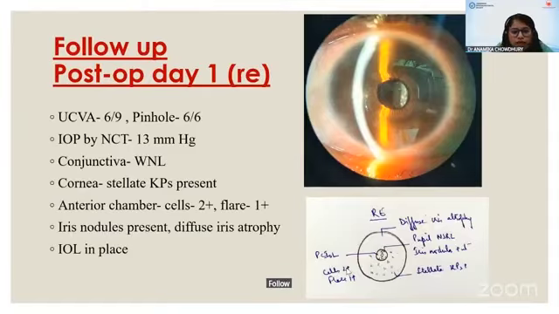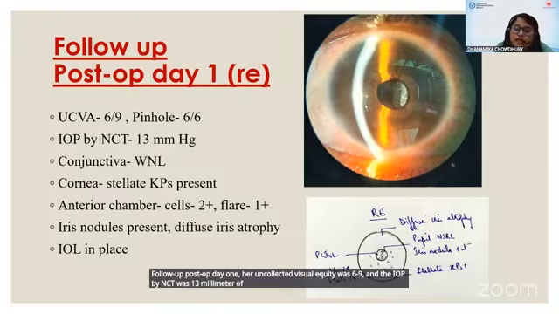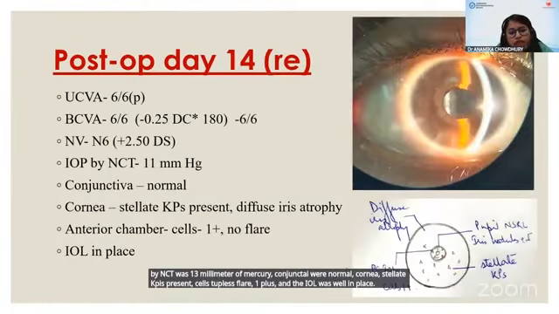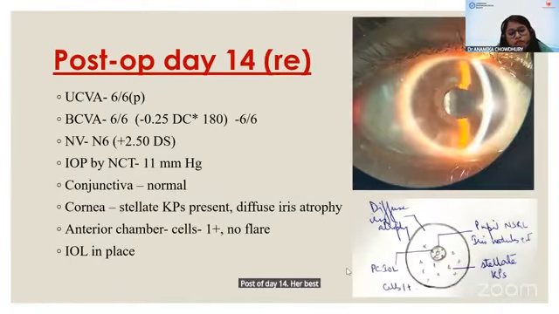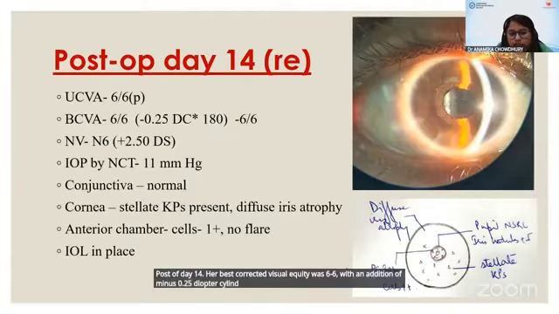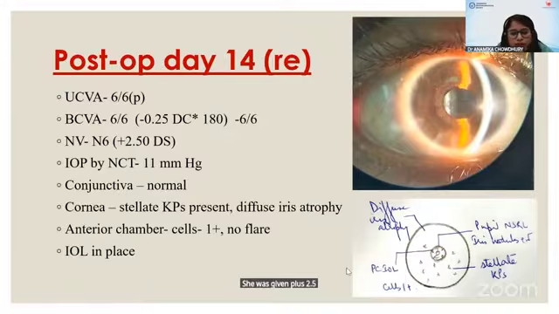Follow-up post-op day 1, her uncorrected visual acuity was 6/9, and the IOP by NCT was 13 millimeter of mercury. Conjunctiva normal, cornea, stellate KPs present, cells 2 plus, flare 1 plus, and the IOL was well in place. Post-op day 14, her best corrected visual acuity was 6/6 with an addition of minus 0.25 diopter cylinder at 180 degrees, and for near, she was given plus 2.5 diopter sphere. IOP was normal and the IOL was in place.